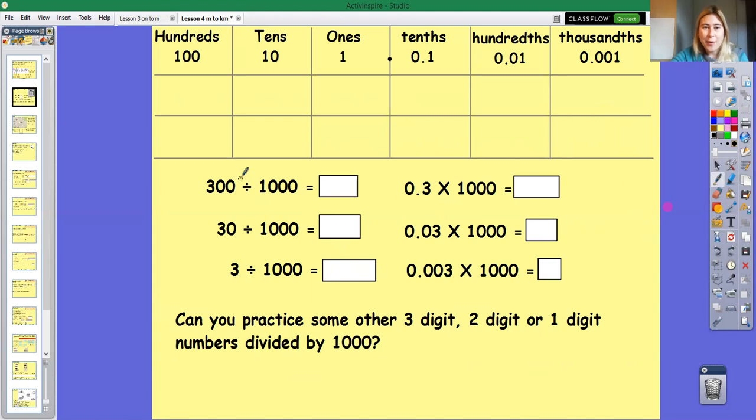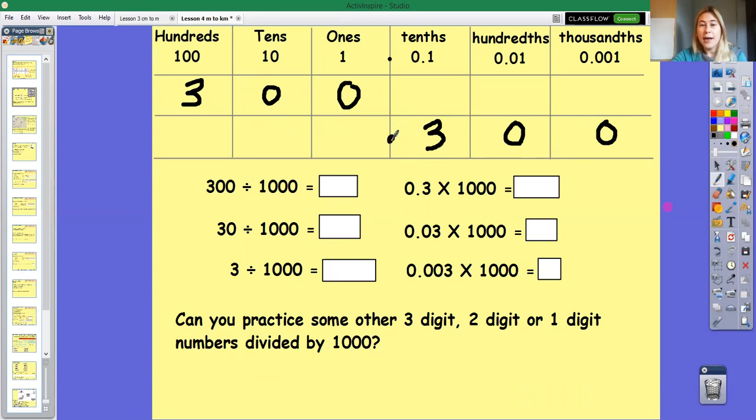If we go through it together quickly, if I want to do 300 divided by 1,000, I need to put my 300 in my place value chart: 3 hundreds, no tens, no ones. To divide by 1,000, I need to move all of my digits 3 places to the right. If I move my 3 first, 1, 2, 3, then I'd have my zeros afterwards. So I've moved all my digits 3 places to the right.